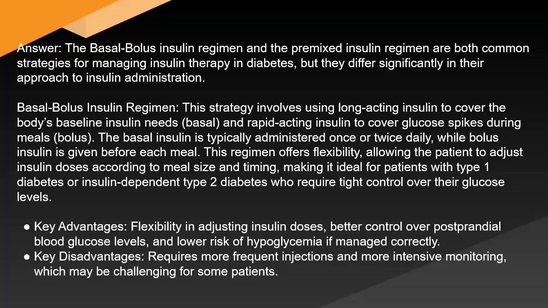The basal insulin is typically administered once or twice daily, while bolus insulin is given before each meal. This regimen offers flexibility, allowing the patient to adjust insulin doses according to meal size and timing, making it ideal for patients with type 1 diabetes or insulin-dependent type 2 diabetes who require tight control over their glucose levels. Key advantages: flexibility in adjusting insulin doses, better control over postprandial blood glucose levels, and low risk of hypoglycemia if managed correctly. Key disadvantages: requires more frequent injections and more intensive monitoring, which may be challenging for some patients.